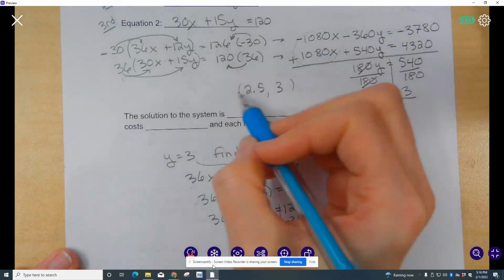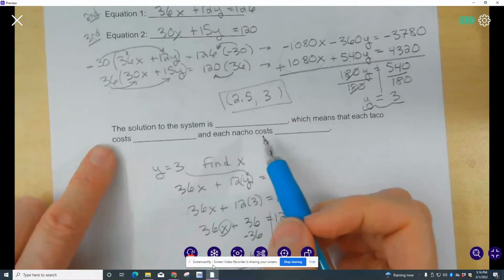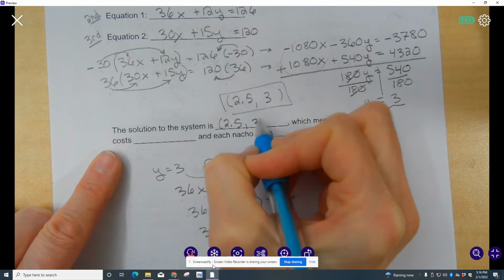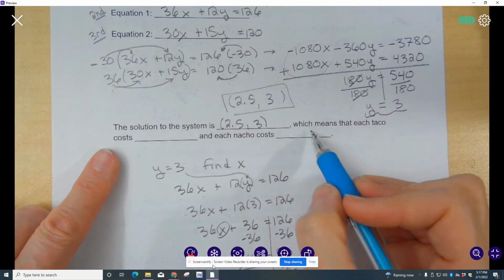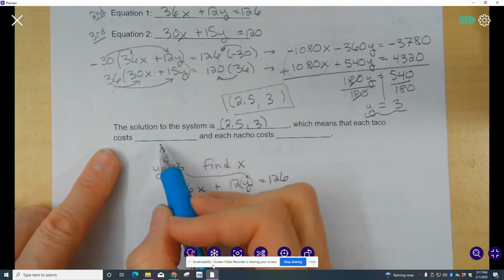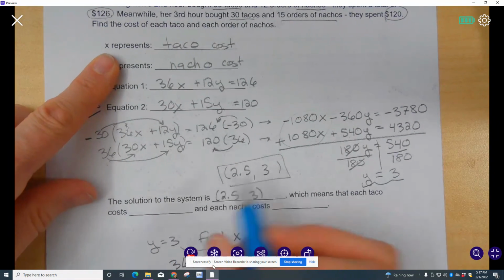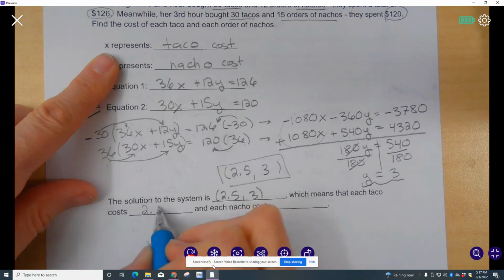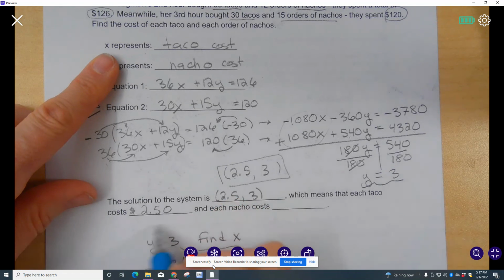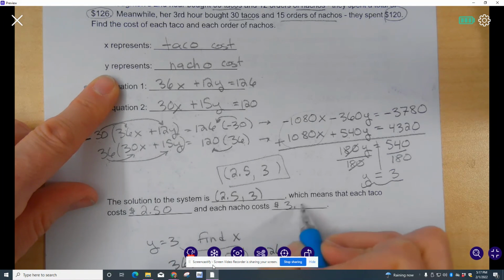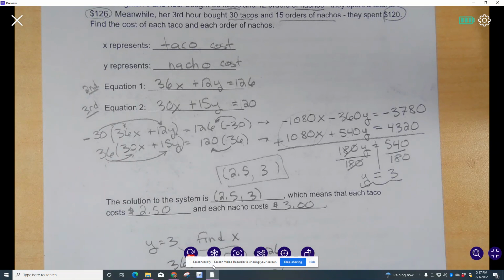So that is the solution to the system, but let's answer these questions. The solution to the system is 2.5 comma 3. Remember to put it in parentheses, which means that each taco cost... All right, what was tacos? Taco is x. X is 2.5. Well, that's the same as $2.50. So each taco costs $2.50, and each nacho, which is Y, costs $3. Okay, that is your word problem review.